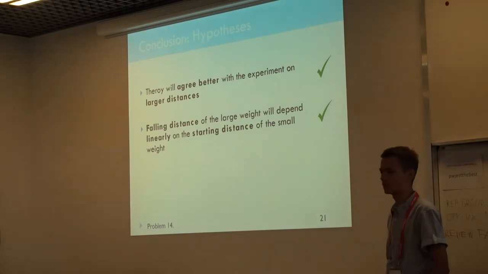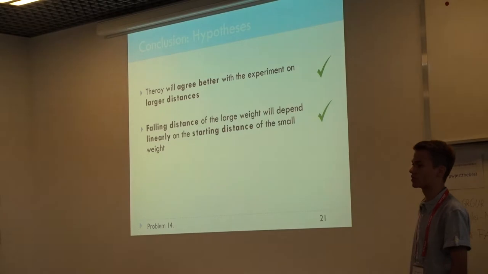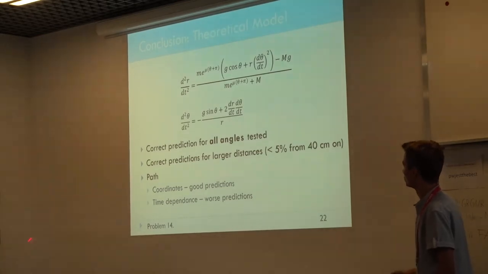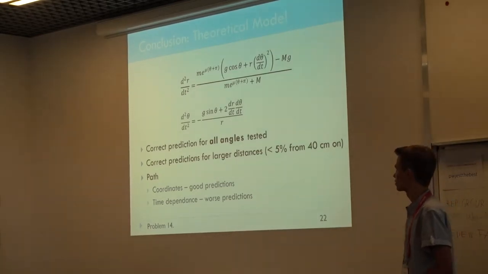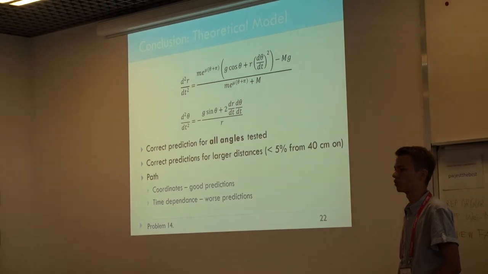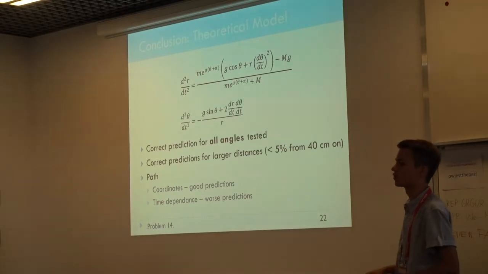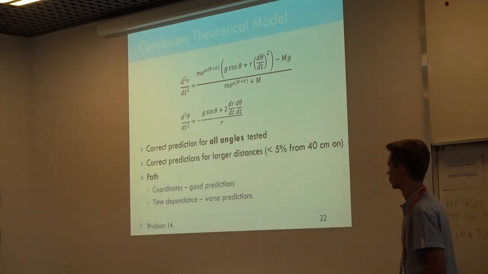The theory has agreed better with the experiment at larger distances. And the falling distance of the large weight was in a perfectly linear relationship with the starting distance of the small weight. So these differential equations for the theoretical model made correct predictions for all of the angles tested, but the predictions were better for higher angles. And also it made correct predictions for larger distances of the small weight from the center, less than 5% error from 40 centimeters and onwards.